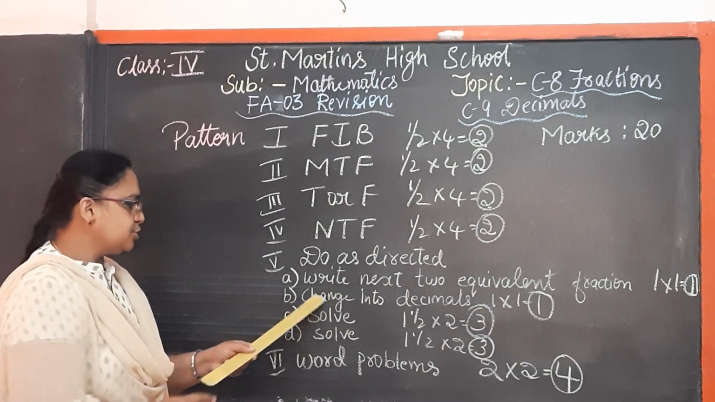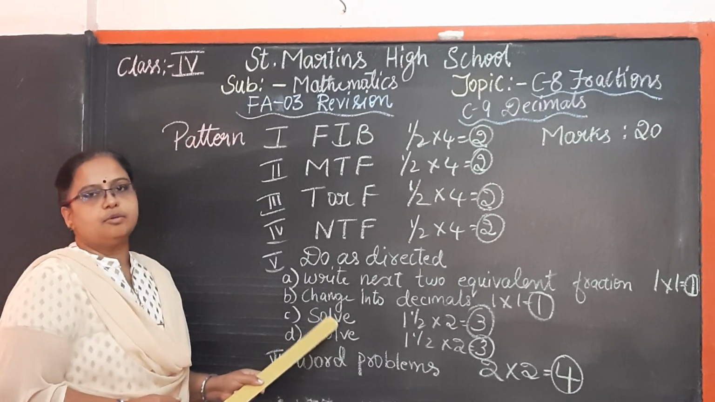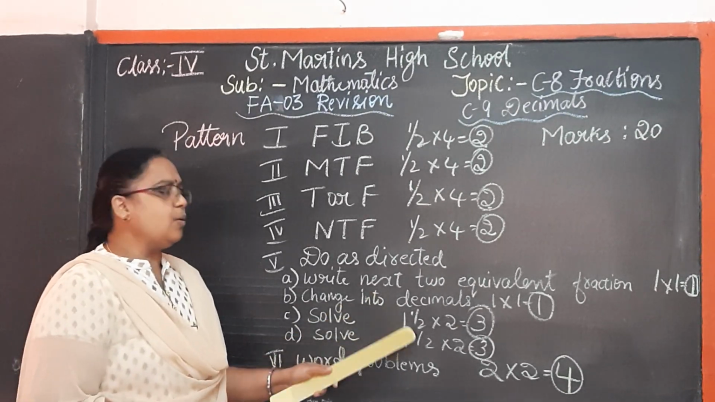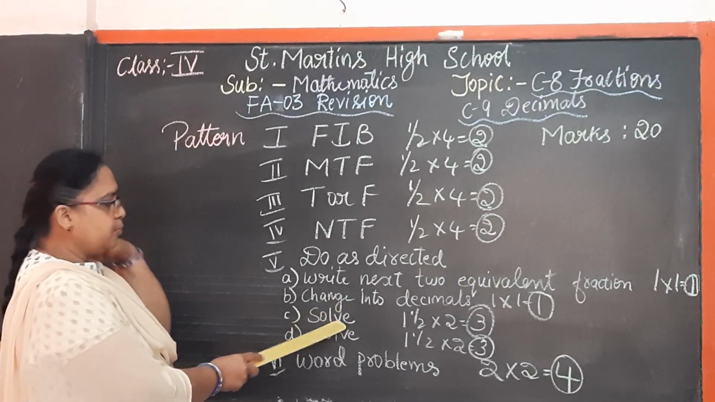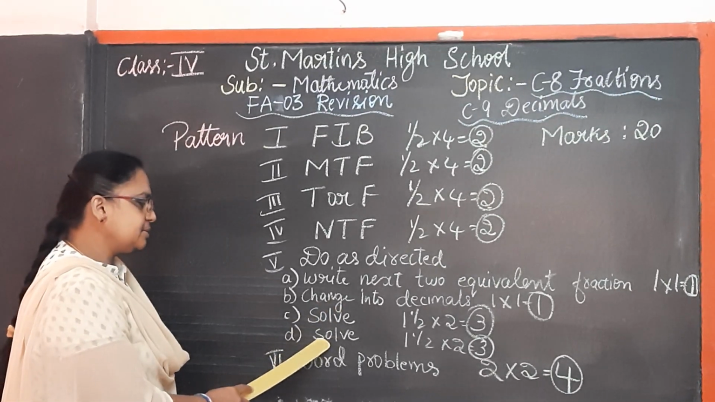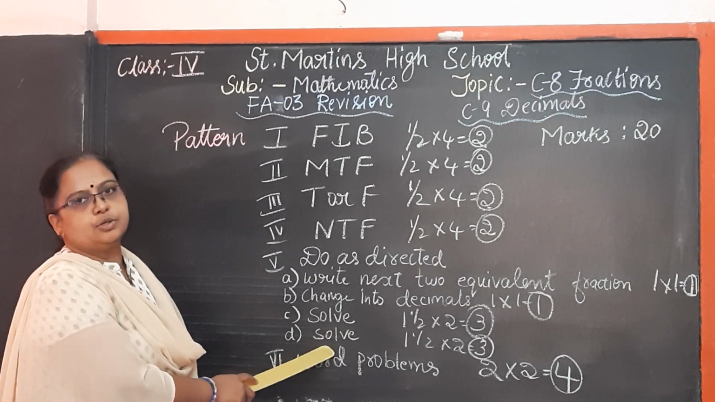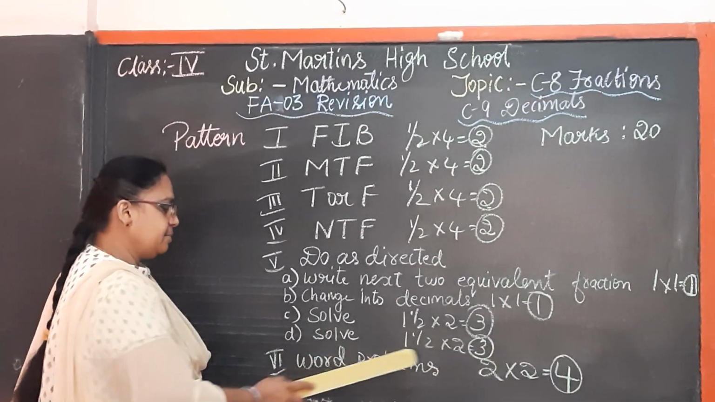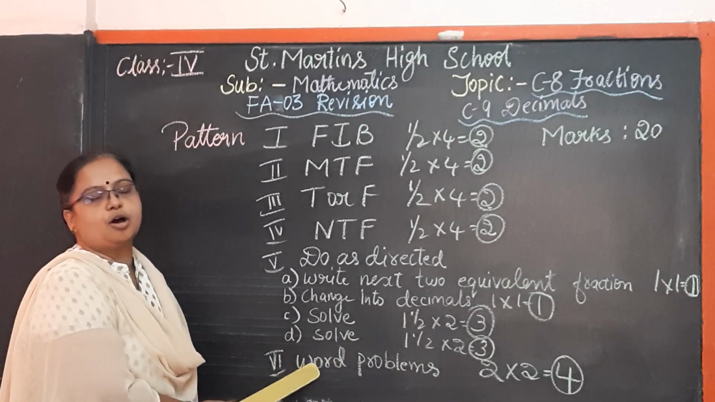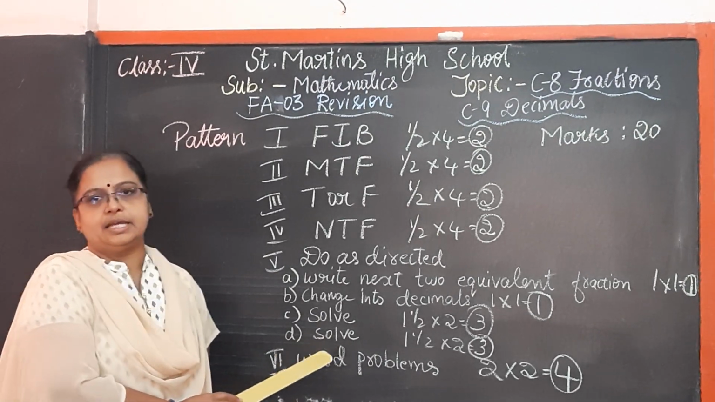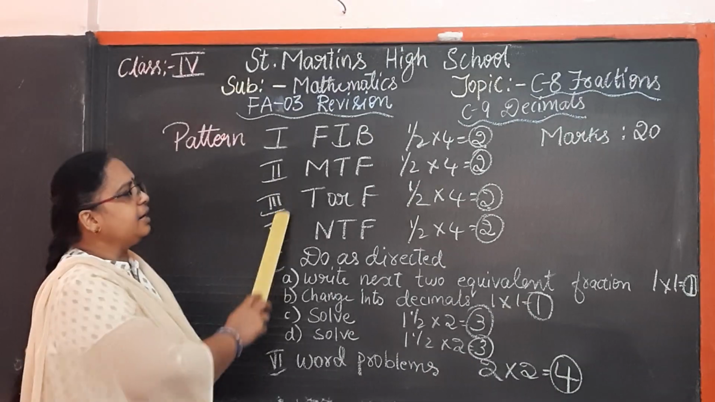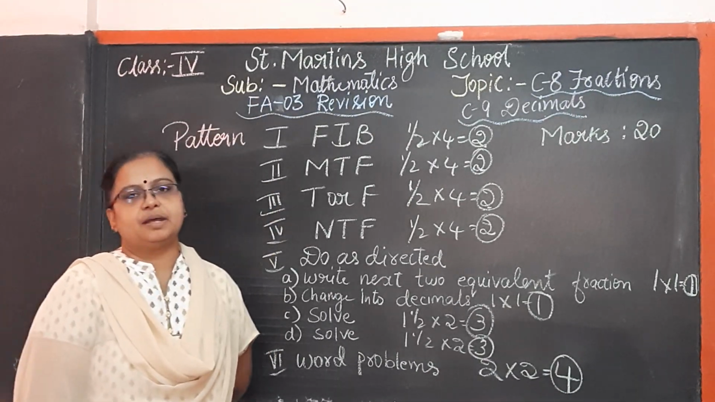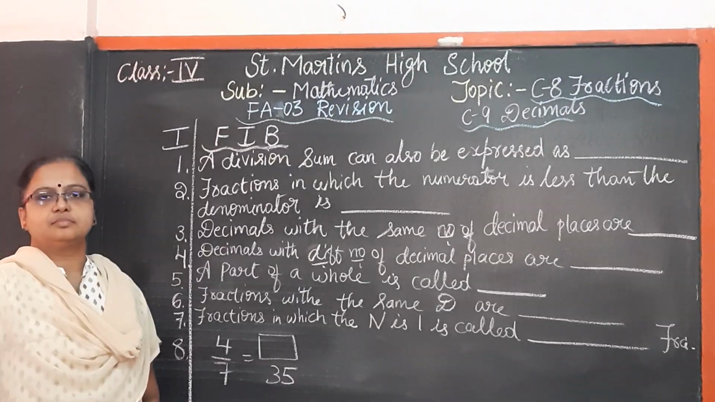Solve. In this main, children, you have to solve many problems. That is, it carries 1.5 marks each. In this main, you have to solve 2 sums, and in D main, you have to solve 2 sums. It carries 3 marks. And the last main, word problem. Here, 2 marks each. 2 sums, 2 marks each. See, this is your pattern, and I am going to revise chapter 8 and chapter 9 today.